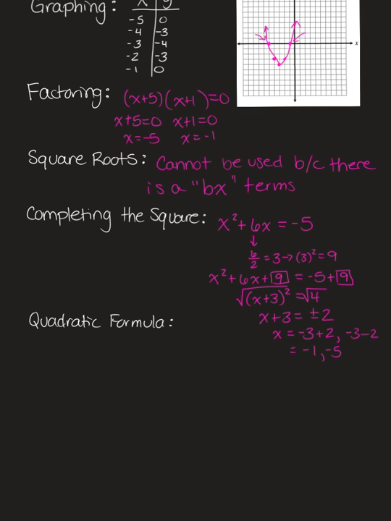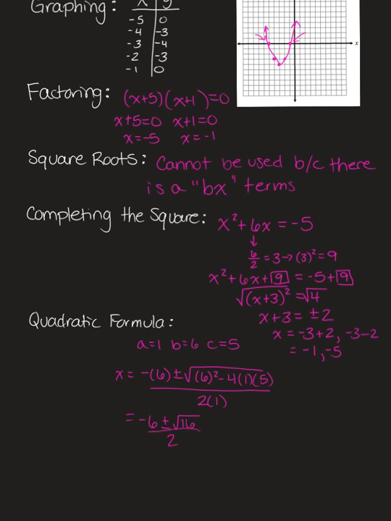So next is the quadratic formula. So we can say our a is 1, b is 6, and c is 5. We can plug it into our quadratic formula, so -b plus or minus the square root of b squared minus 4 times a times c all over 2 times a. You can simplify this. You will get the square root of 16 over 2.